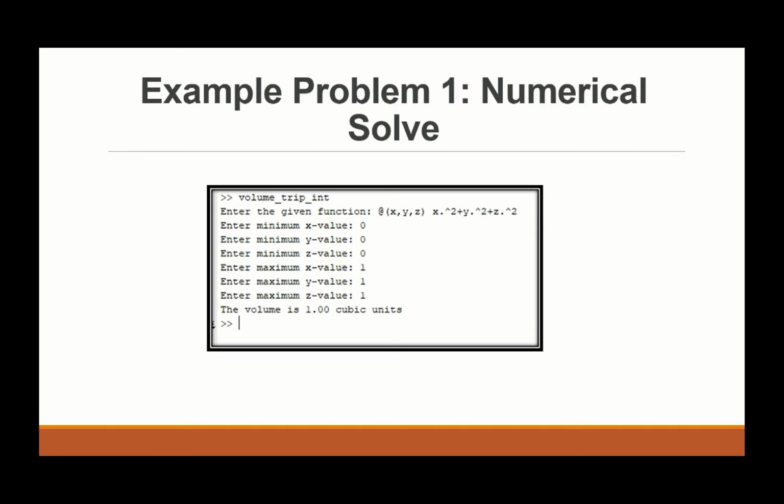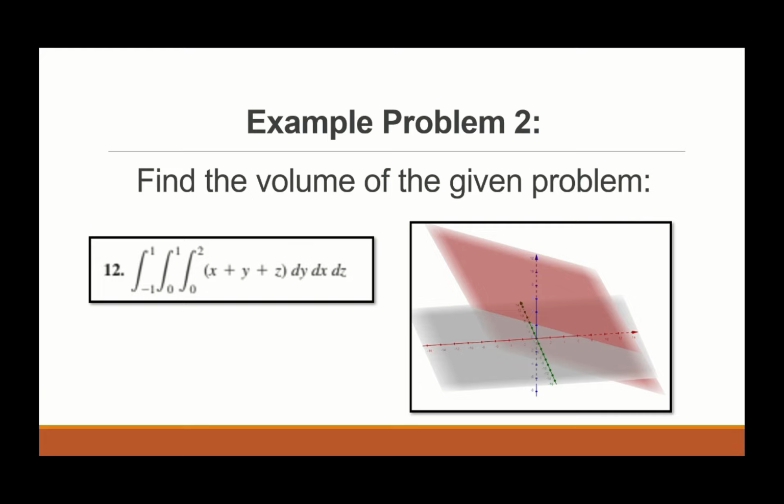Now for example problem 2, we're told to find the volume of this given problem. It's going to be the first integral from -1 to 1, then 0 to 1, then 0 to 2, of x plus y plus z in the order of dy, dx, dz.